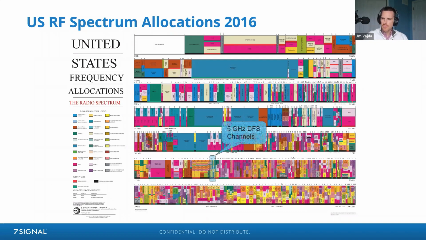But for our purposes, when we're talking about the DFS spectrum in 5 gigahertz, it's this tiny little slice of the overall spectrum in around 5 gigahertz, where, as you can see, there's already a lot of existing users there that Wi-Fi has to accommodate.